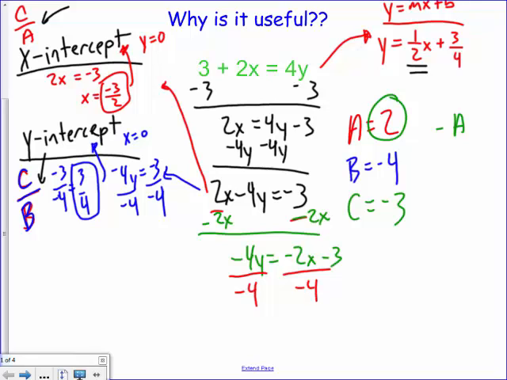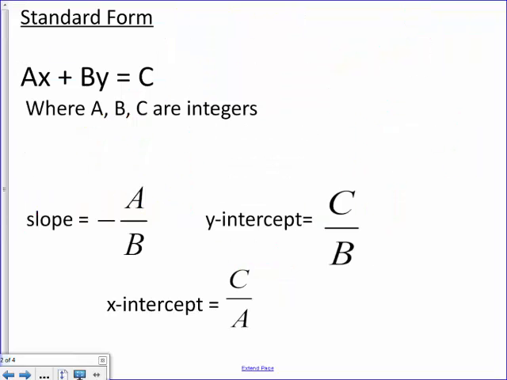So really I just took the opposite of a and put it over what? B. So it's really -a over b in order to find the slope. So that's our tricks. For the y-intercept, we just put c over b. We take the number that's by itself, put it over the number in front of the y.